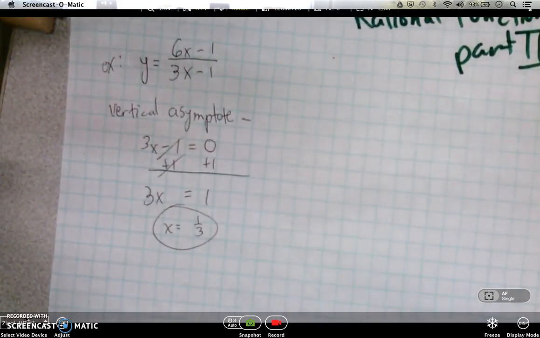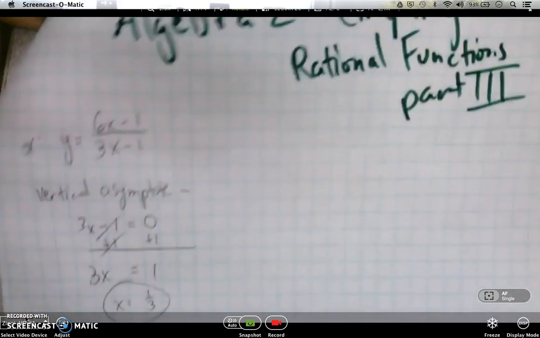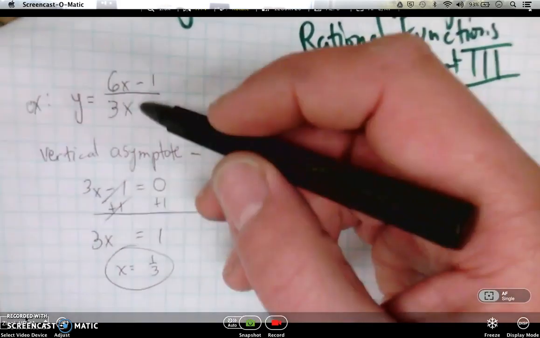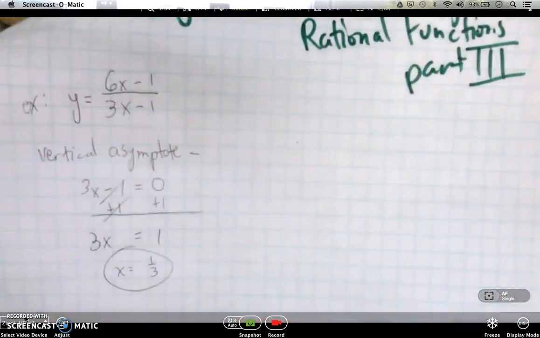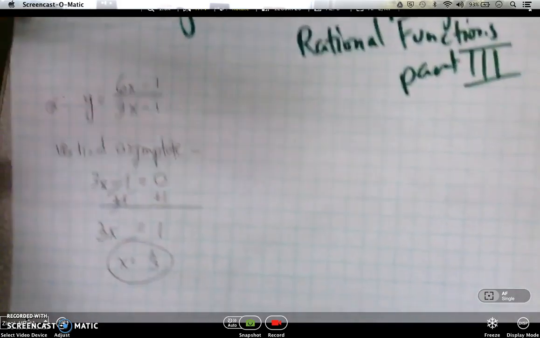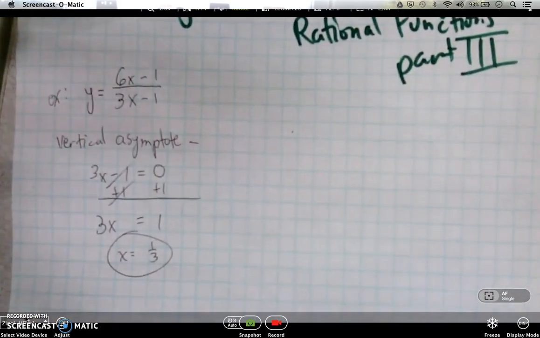That's our first critical point. In fact, that's not even a point, that's a whole line. It's a whole line we're not allowed to cross. Because if 1/3 went into here, we'd have a 0 on the bottom. You cannot divide by 0. The function is undefined at that point. Okay, that's critical for our graph.